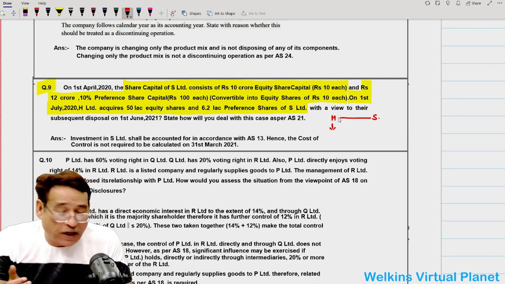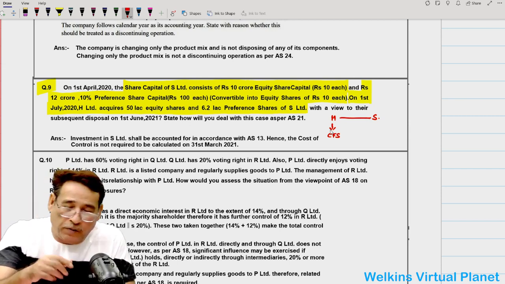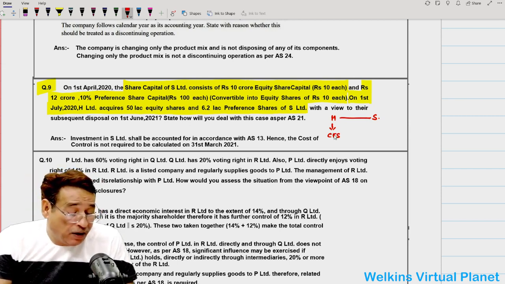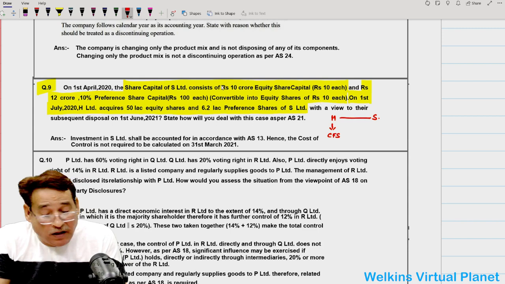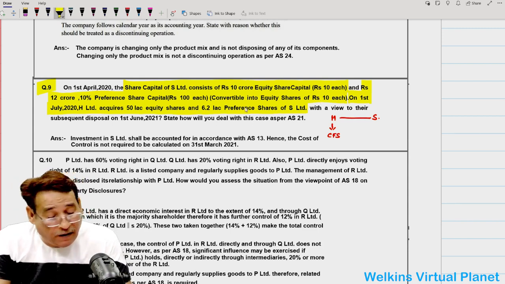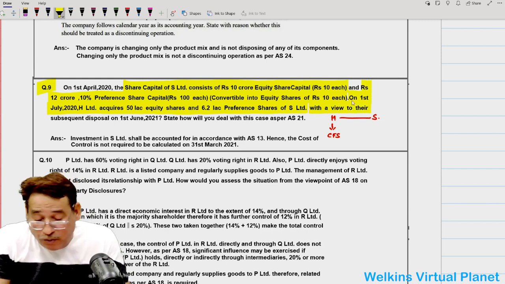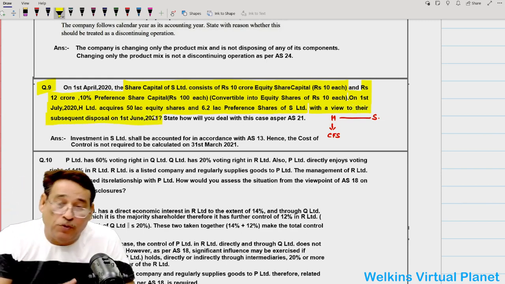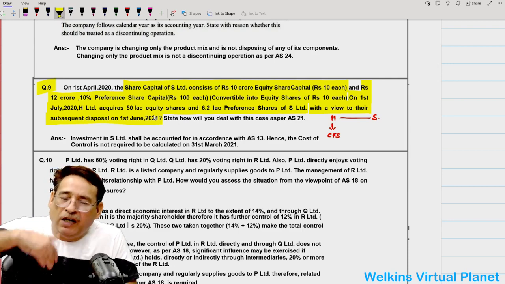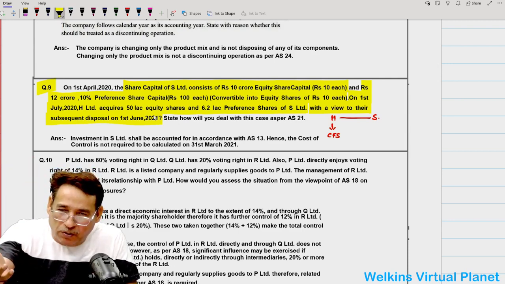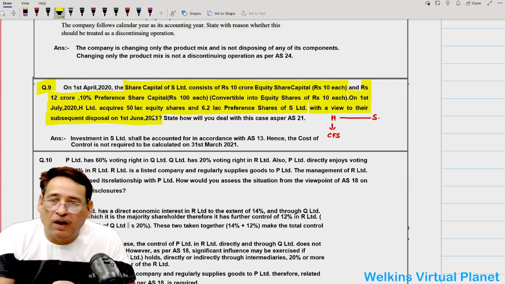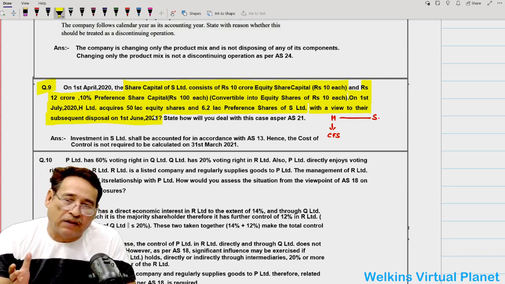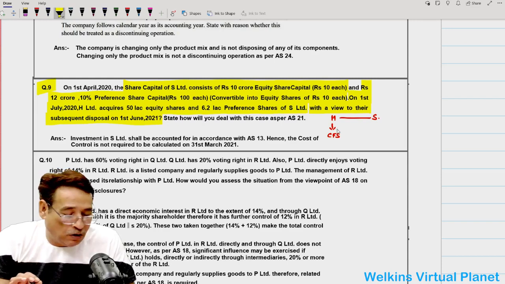Logically, if you are the parent company or holding company, then you are supposed to prepare consolidated financial statements. This should be your answer. Please write it by yourself. Logically, H Limited should prepare the consolidated financial statements. But in this question, it is mentioned that they acquired the shares with a view to their subsequent disposal on 1st of June 2021. So even if I control that particular entity, but my intention to invest is to subsequently sell the stake, in that case the standard AS 21 says that the parent need not prepare consolidated financial statements.